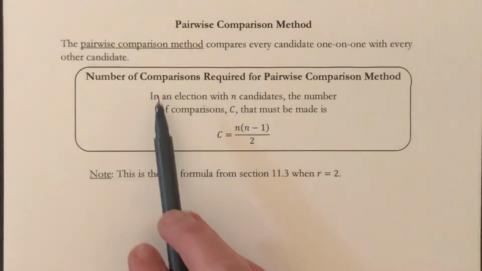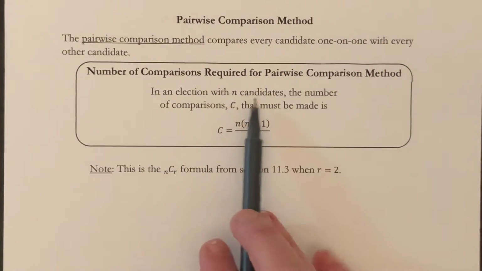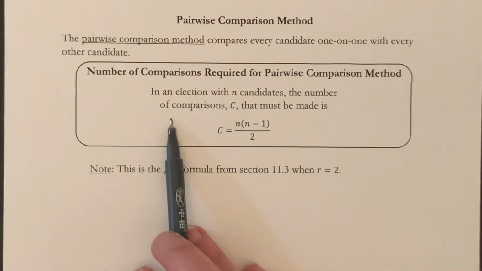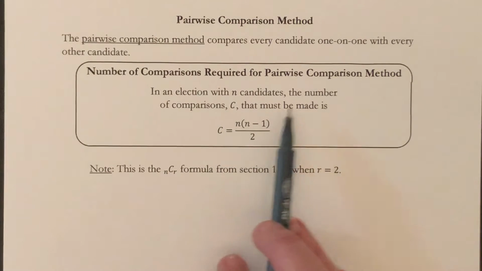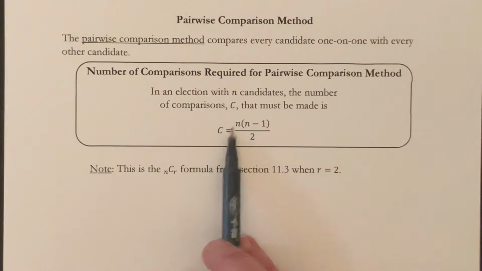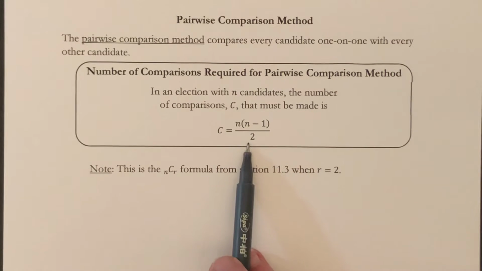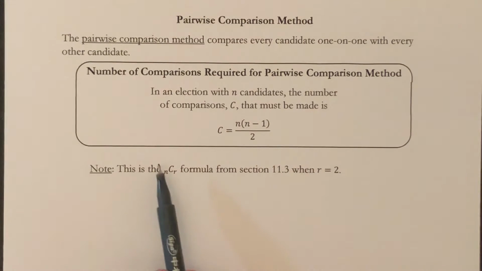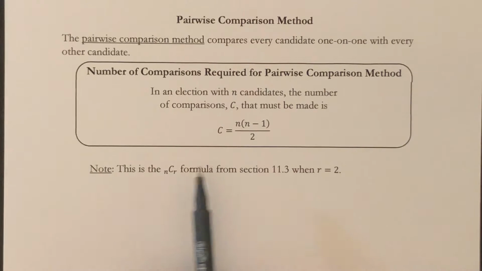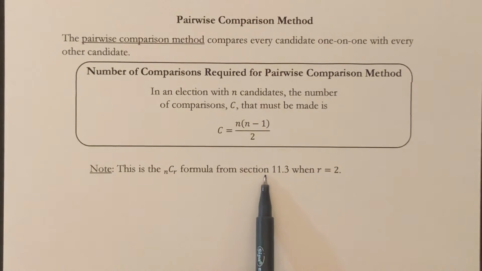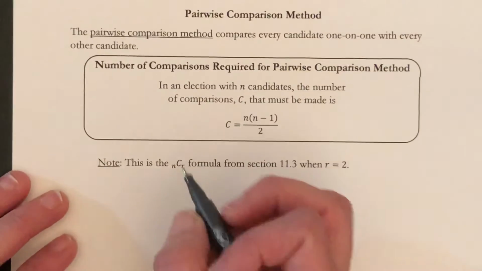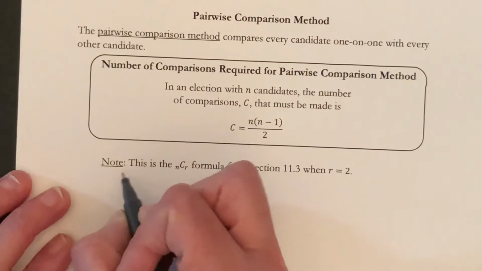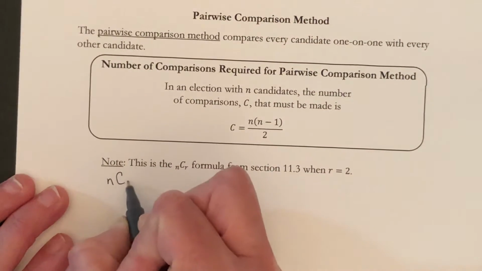for that. In an election with n candidates, the number of comparisons, C, that must be made is n times n minus 1 over 2. And this is exactly the combinations formula from section 11.3 when r is equal to 2. And if you'll recall, that general formula was this.